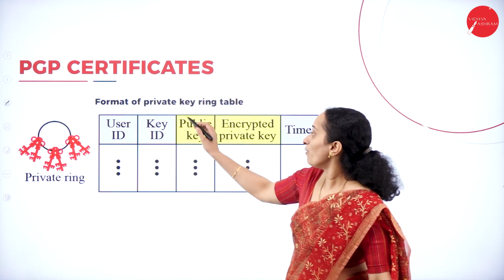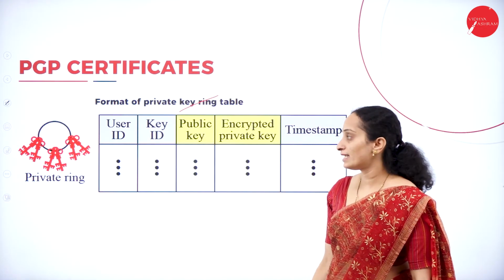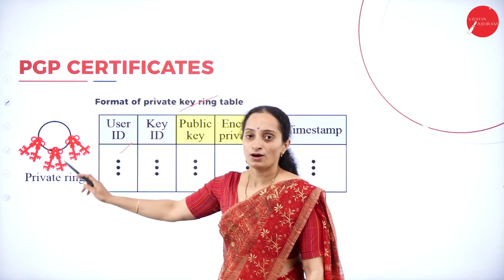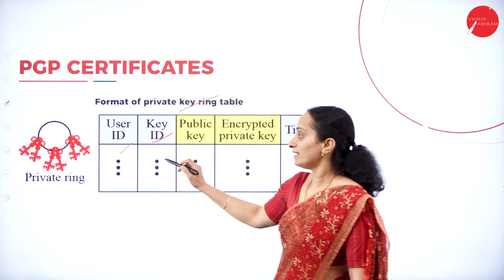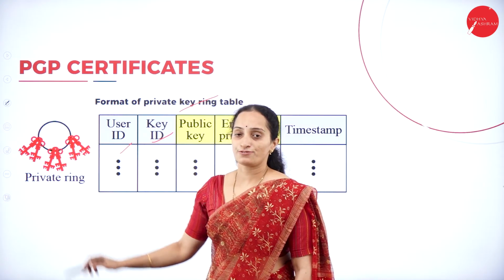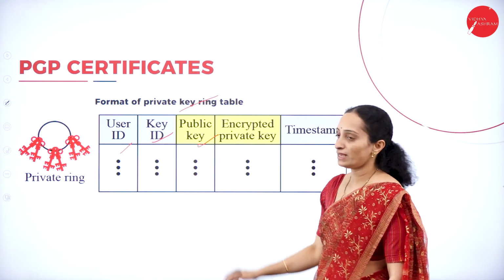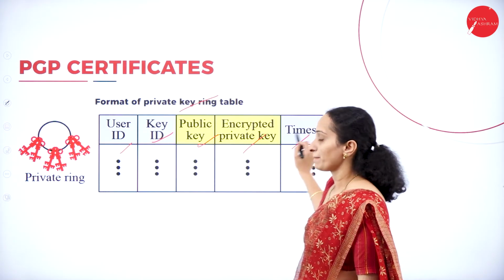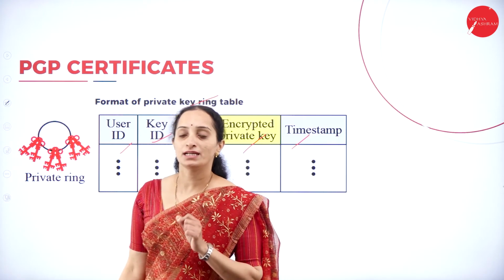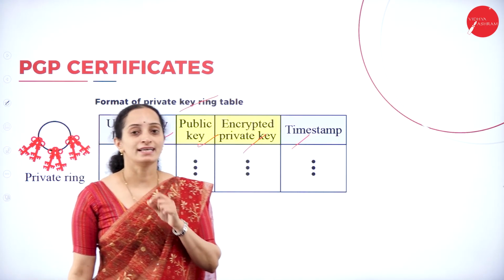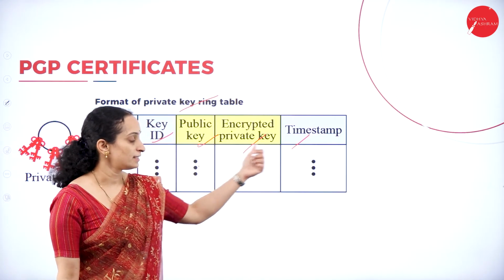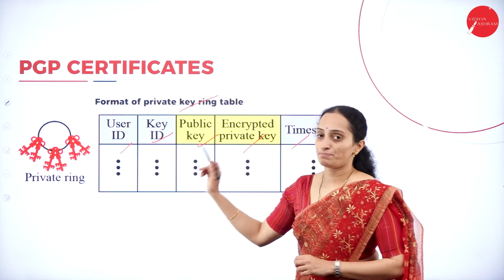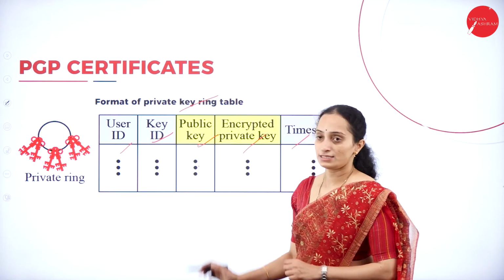Here we have the format of the private key ring table. You will have the user ID, who is the user of the private ring, the key ID, what are the IDs of these pairs, the public key, the encrypted private key, and the timestamp needed to encrypt and decrypt these keys, which have been specified in the private key ring table.